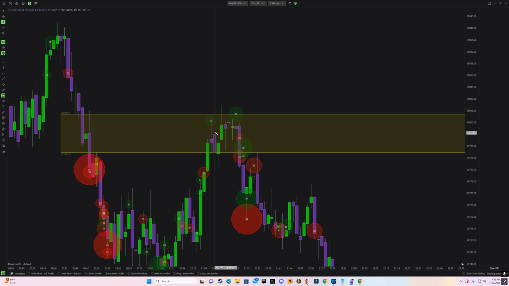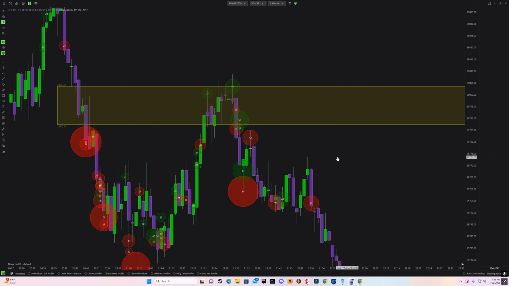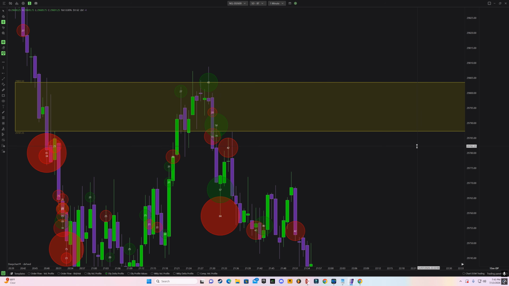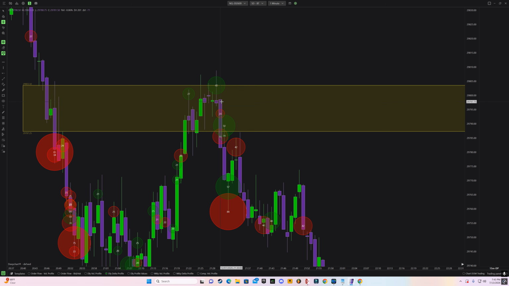And what happens when we tap inside the fair value gap? We have 27 buyers in the wick of a bearish candle. They're absorbed. Then we have 40 contracts in a bearish candle. They're absorbed, right? Now, what is the next step, guys? What was the next step?